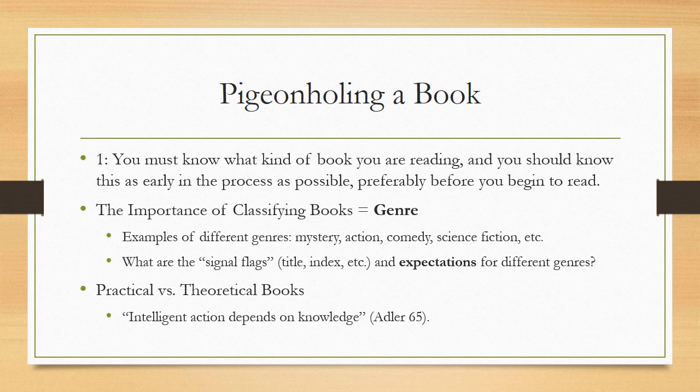But I really like how Adler brings these two together because he says intelligent action depends on knowledge. So in other words, you have to have some knowledge to be able to do things. Most good books, he says, are both practical and theoretical. And a book might be labeled as theoretical but be very practical and vice versa. And so this just really shows the overlap of genres I was talking about a minute ago. So before we go too deep into a book, we need to know its genre and know what to expect, but we have to keep in mind it might be overlapping multiple genres and there might be multiple sets of expectations then.